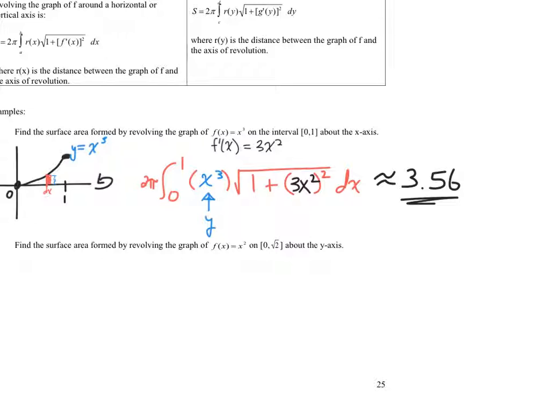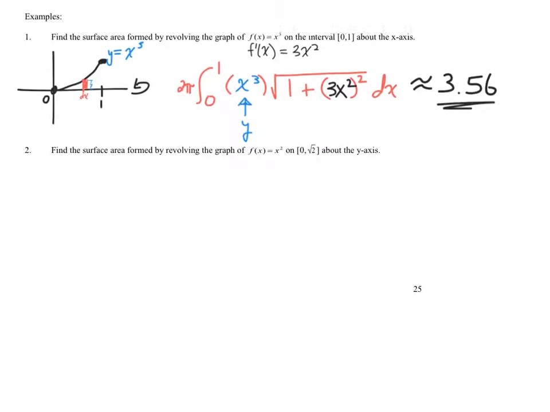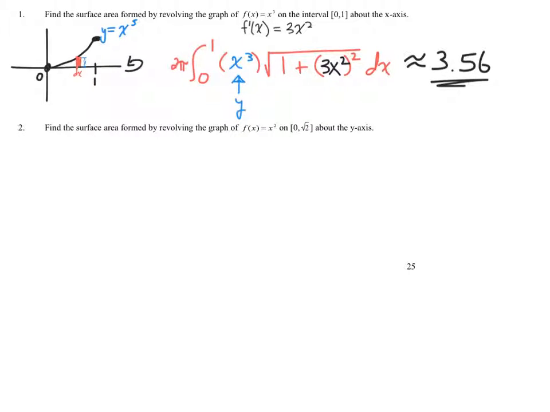So number 2, find the surface area formed by revolving the graph of y equals x squared on 0 to root 2, about the y-axis. Not a crazy difficult thing to graph, even on a rooted interval. 0, 0, root 2 is right here. Root 2 squared is a positive 2, so make that a 2. And we're spinning it around the y-axis.